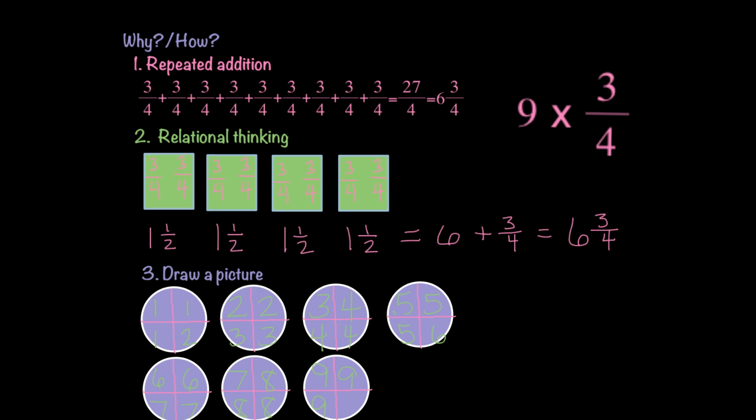So we're going to take a look at 3 different strategies that we can use to multiply a whole number times a fraction, which is what I have over here, 9 times 3/4. And basically I'm going to show you 3 different ways to do the same problem. So the first way that we're going to talk about is repeated addition.